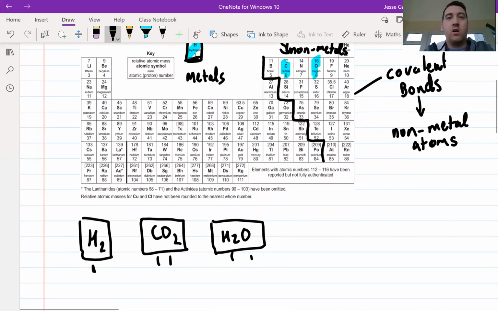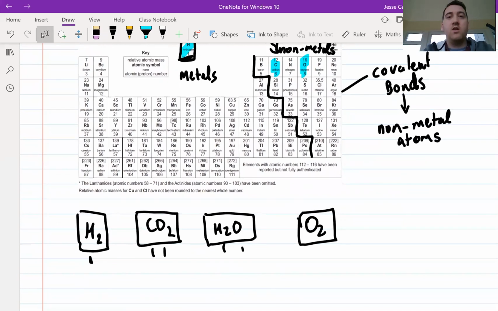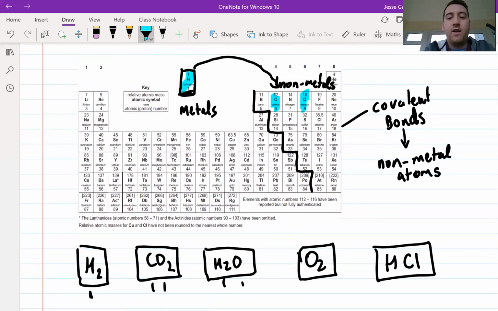Let's have a look at another couple. Here is O2. It's a molecule of oxygen, so two atoms of oxygen stuck together. So they're bonded together. What type of bonding? It's going to be covalent. And here is HCl, hydrogen and chlorine. Okay, so we have a new one here. We have the element chlorine. And look where it is.